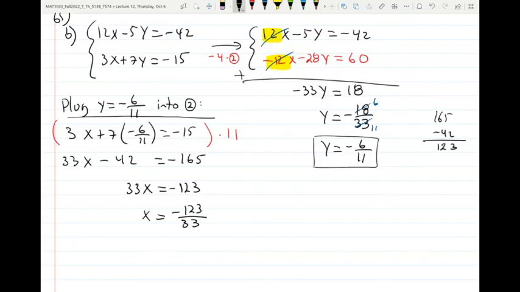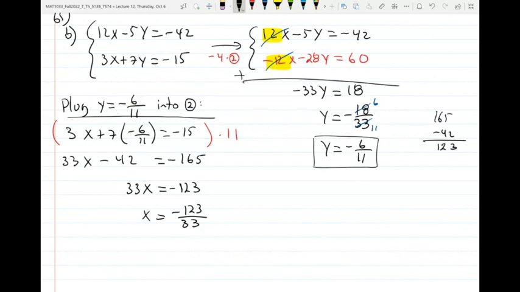We can do 11 again. And can we do 11? Oh, no, wait, it's 123. No. If it was 132, then yes. Or 121. But it's 123. We cannot do 11. Can we do 3? Yes, we can do 3.